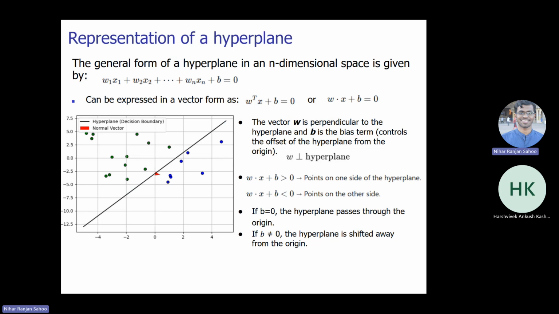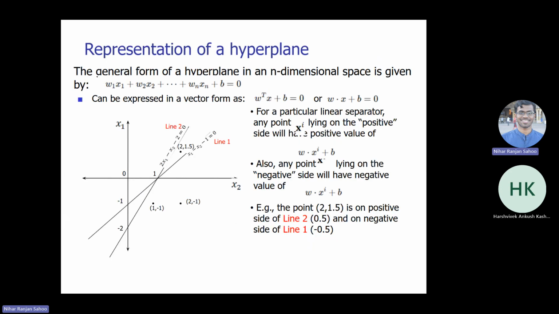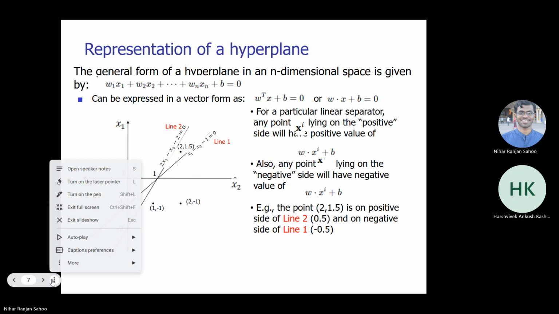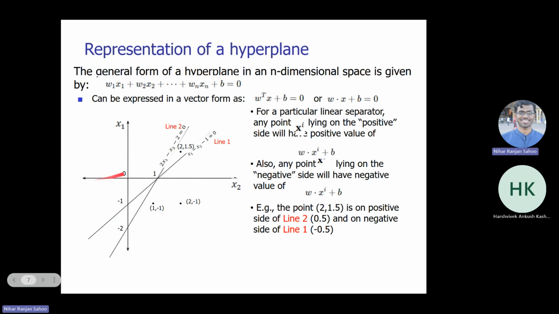And any point on that particular hyperplane will have wx plus b equal to 0. That will satisfy that equation. So let's observe this diagram properly. If you observe, let's say line 2 is one hyperplane and line 1 is another hyperplane. Again, I'm repeating, so stop me if you have any doubt.